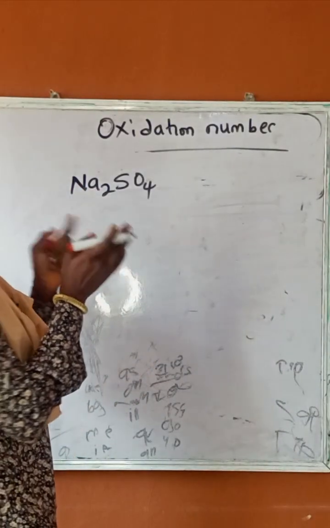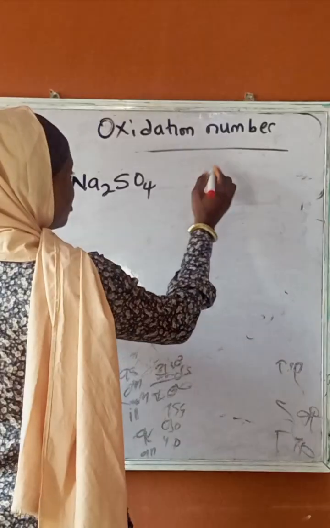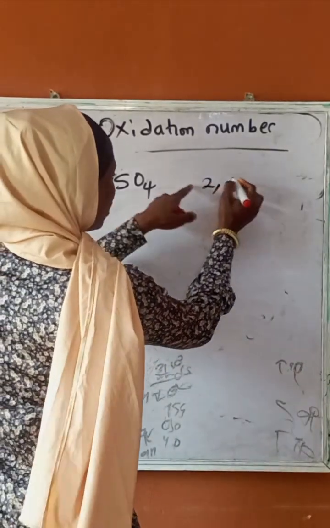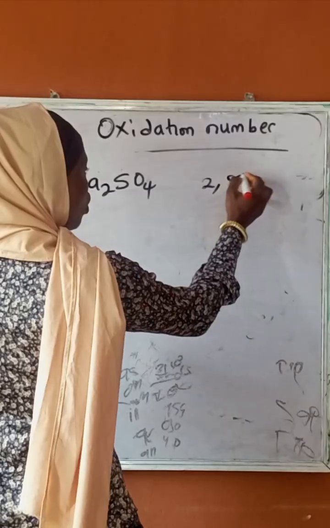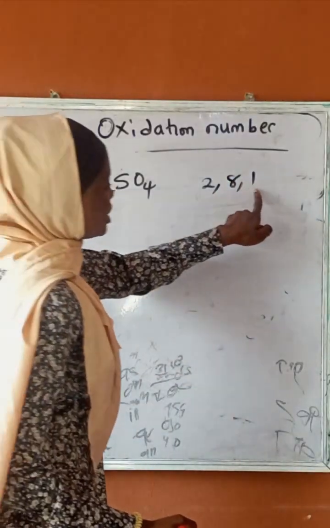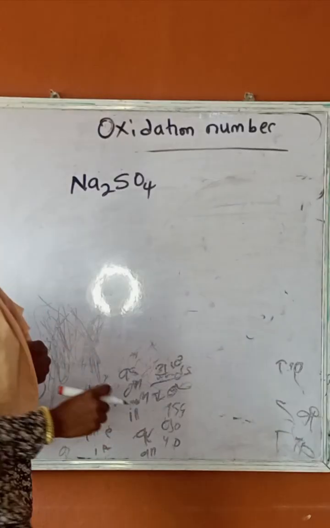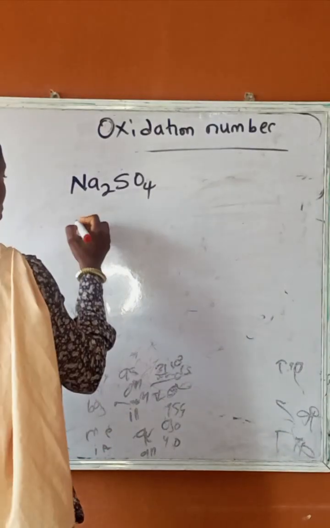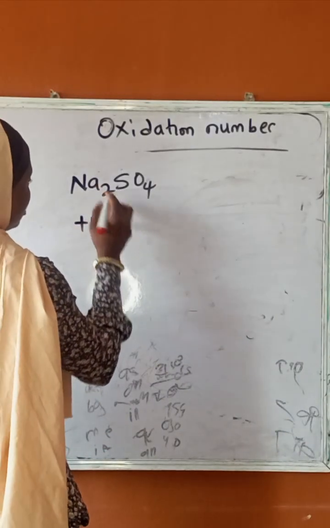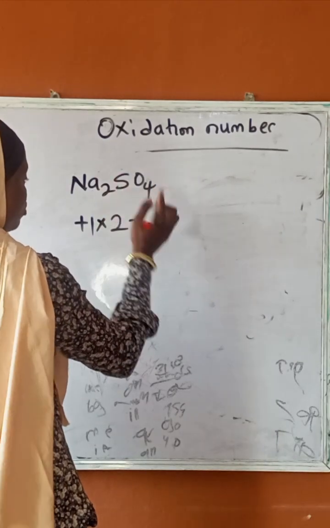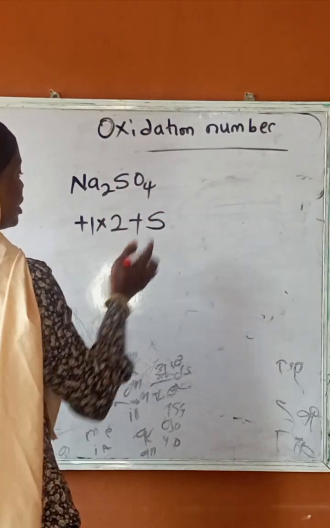The atomic number of sodium is 11. So if I express it using the KLMN configuration, it can be expressed as 2,8,1, meaning that it has the capacity to lose this electron. So anything capable of losing an electron is a metal. So it's +1 multiplied by these 2, then plus the oxidation number of this middle element, which I can represent as X.